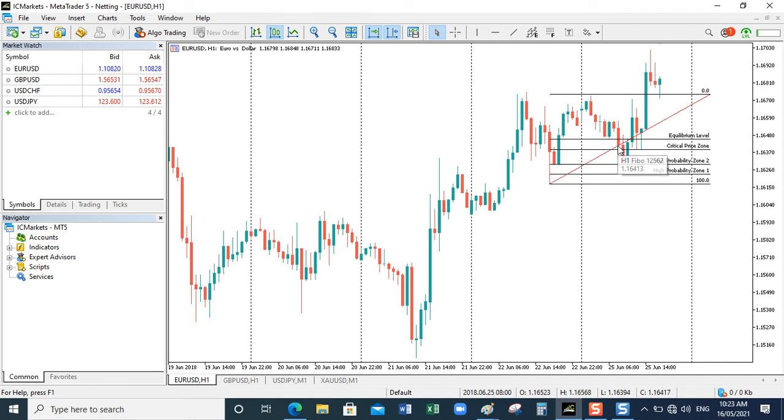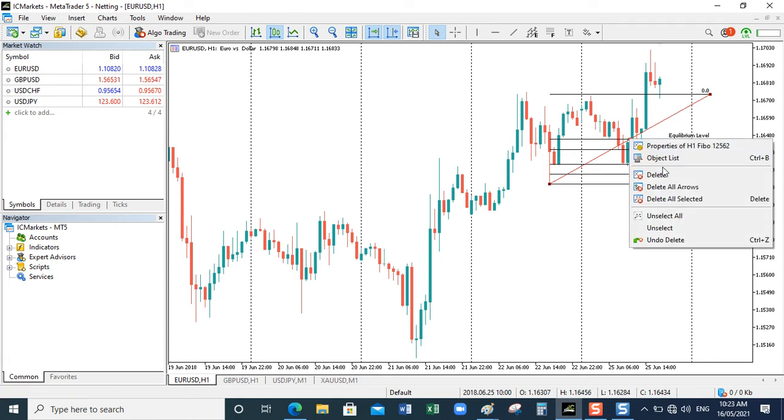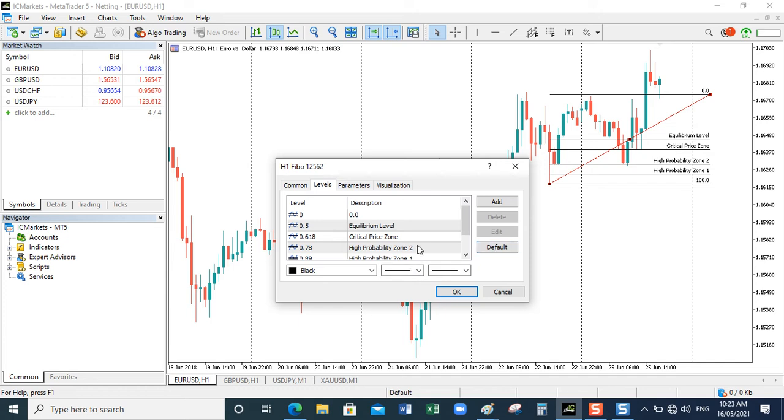When you right click on it, you see the 3 dots. Then right click on top of the line. You see properties of Fibonacci. Then click on it to edit. See it? So the higher level of editing should be the one at the top, the topmost down.